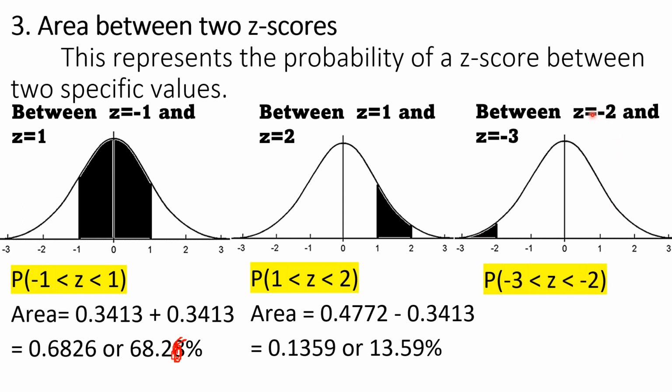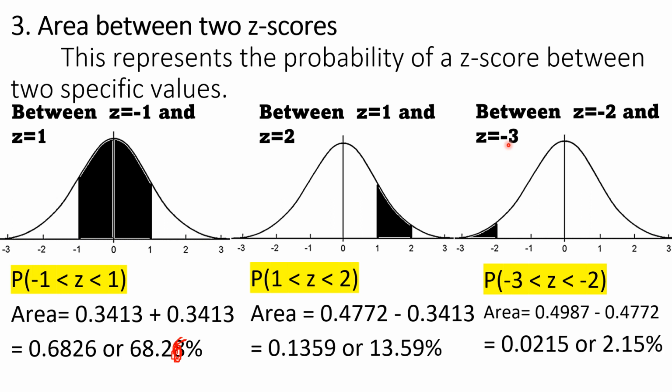For the area, just get the area of -2 and the area of -3. After getting the areas from the z table, you subtract the smaller area from the larger area. The area of -3 is 0.4987, and the area of -2 is 0.4772. You subtract them and you will get 0.0215, or 2.15%.